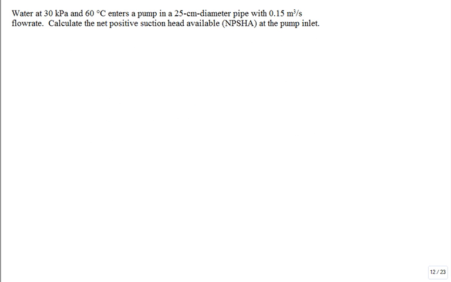Let's solve one problem. Water at 30 kilopascal and 60 degrees C enters a pump in a 25 centimeter diameter pipe with a volumetric flow rate of 0.15 meter cubed per second. Calculate the net positive suction head available at the pump inlet. So what's the net positive suction head available? What units do we want this in? Do we want it in meters, or do we want it in Pascal or kilopascal?